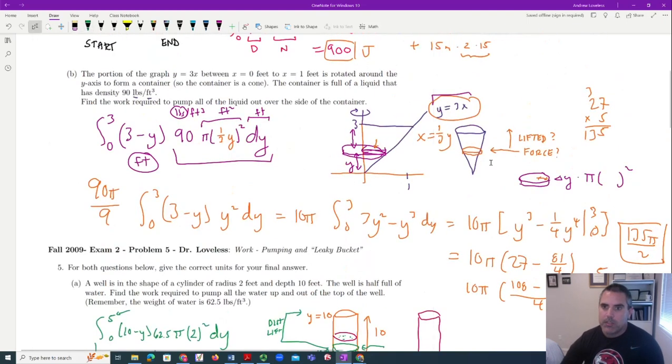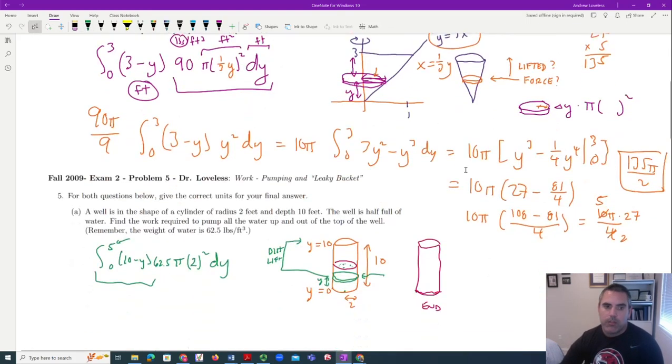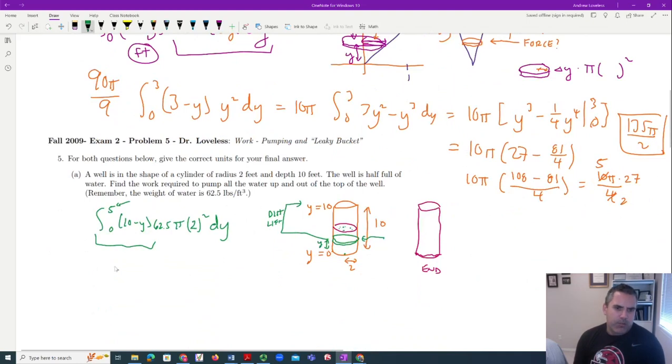In the last problem it wasn't a constant, it was changing. It was 1/3 of y. So this is a fairly straightforward problem. It's going to be 62.5 times 4 pi, the integral from 0 to 5 of 10 minus y dy.